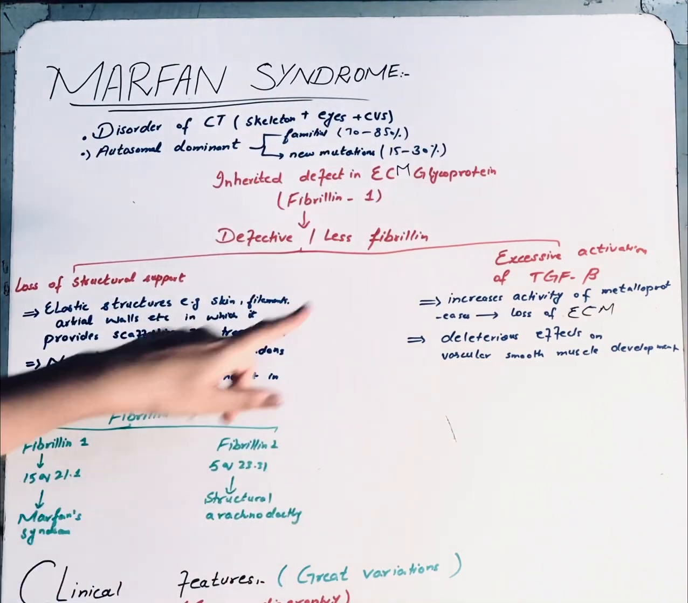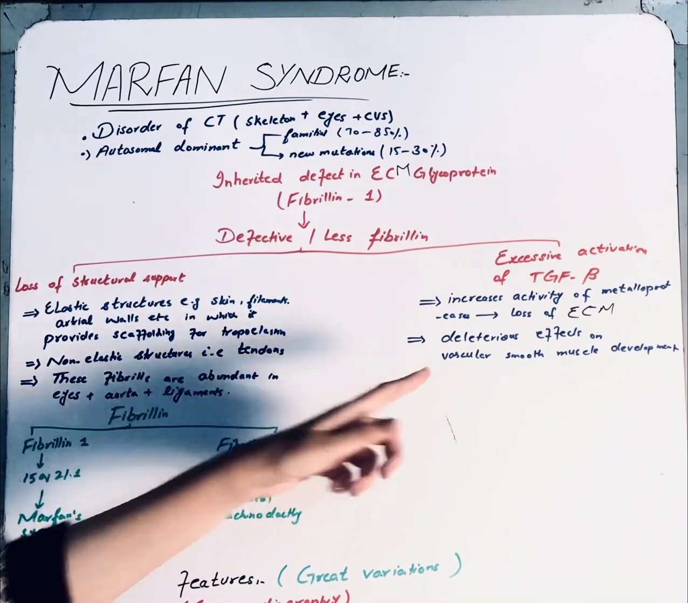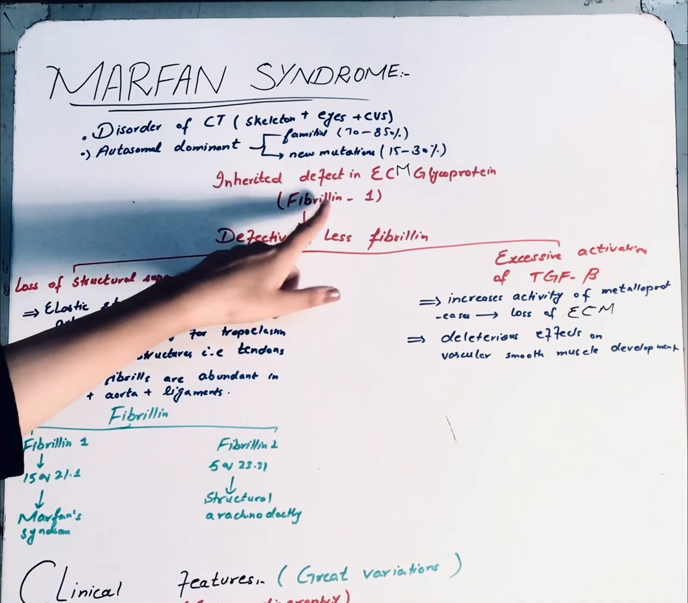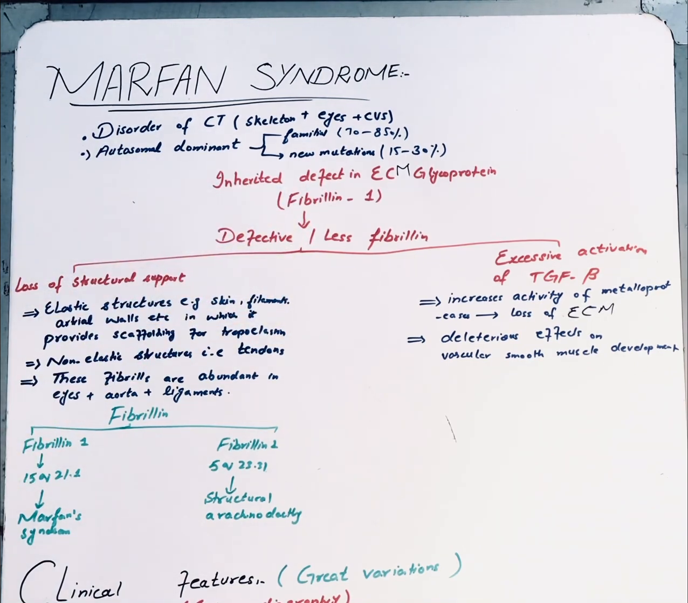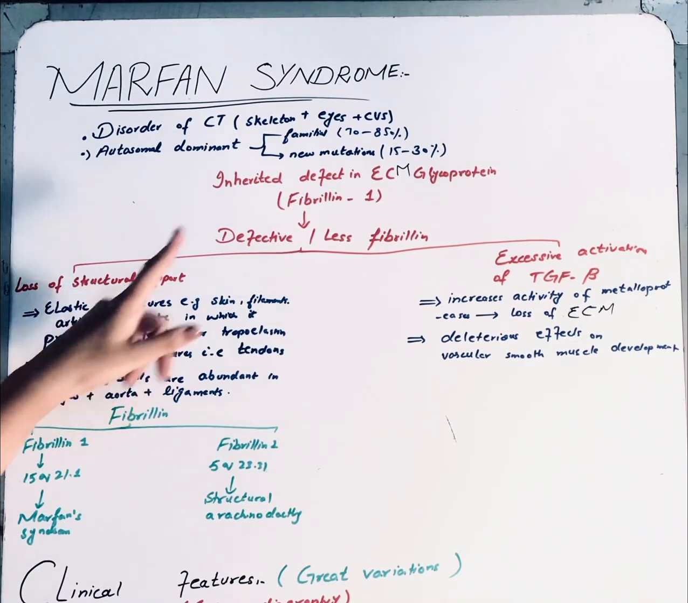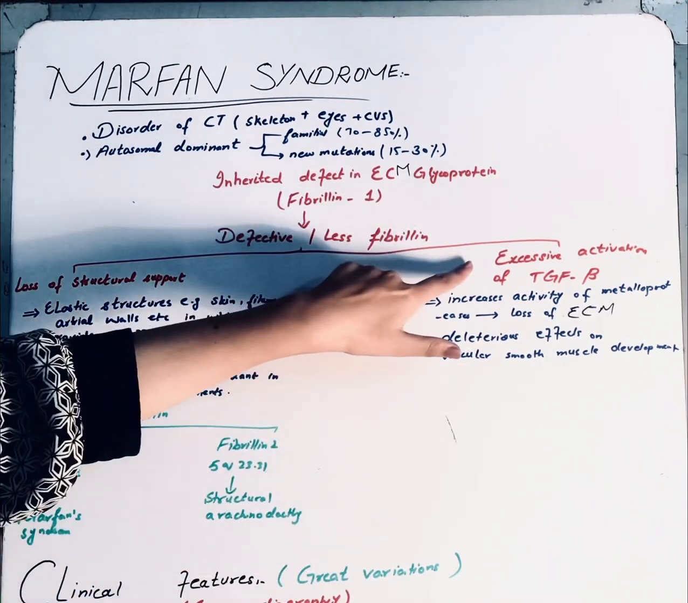Now, due to loss of extracellular matrix, it can have deleterious effects on vascular smooth muscle development. So, this fibrillin 1, if present in its normal form and its normal amount, then it helps provide structural support to our extracellular matrix, as well as it provides inhibition of this tissue growth factor beta.